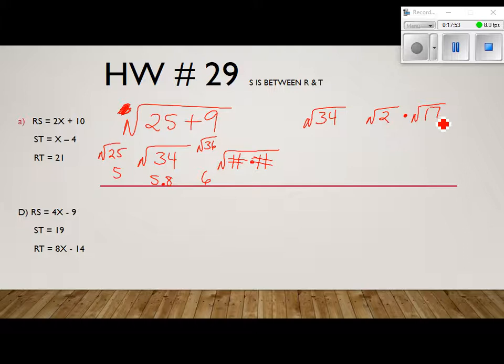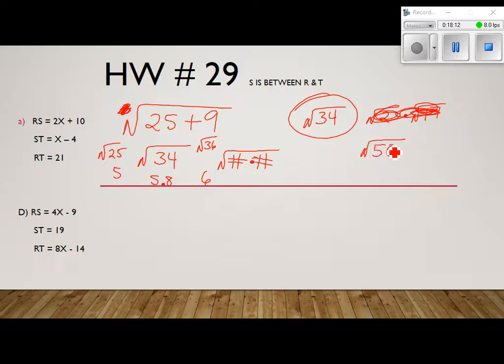Now the bad thing with this is, is 2 a perfect square number? Is 17 a perfect square number? So what I'm going to tell you as the year goes along, if you see this answer, leave it that way. That's the best answer because it's an exact answer. All right? What if we had this?